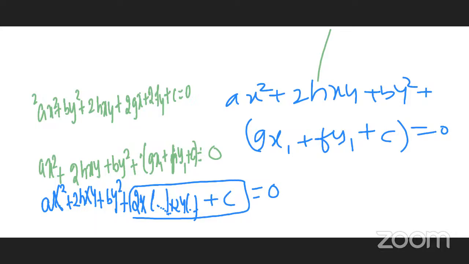Okay. The last of this topic, let us say my equation is like this: a into (x plus alpha) the whole square plus b into (y plus beta) the whole square is equal to c, some constant.